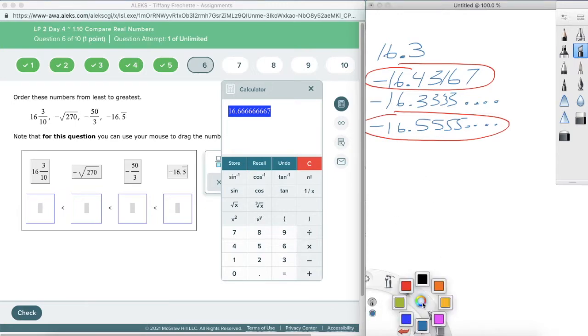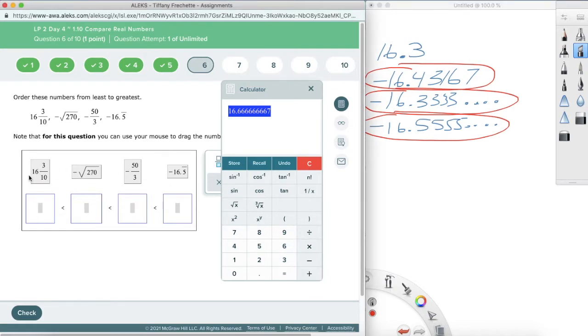So right away, I actually already know what my greatest one is going to be. These 3 are going to be my least. Well, 16.3 is positive. It's my only positive number. So this is going to be the greatest number. I can go ahead and just drag it over there and kind of forget about that one.